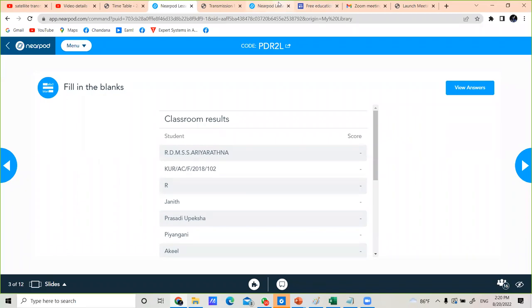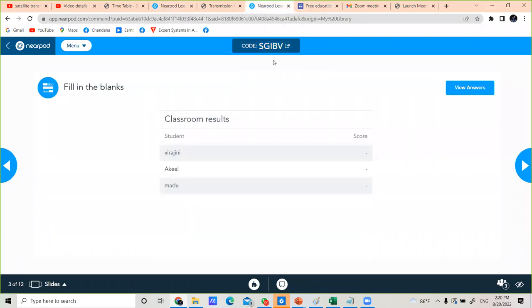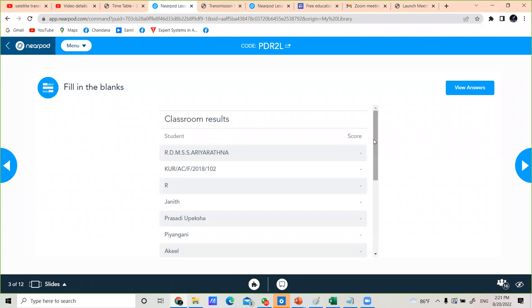Right. In both joining codes here, now in the second joining code 3 students are available. With the first one, 16 students are available here. Right, now you can start it. It's like a fill in the blank. Fill in the blank type.